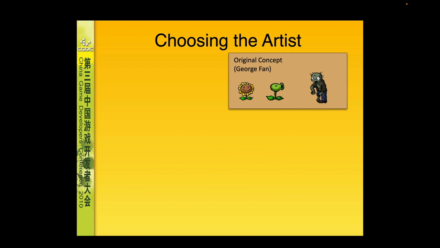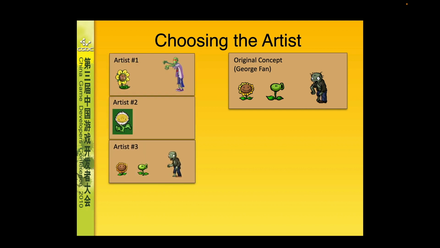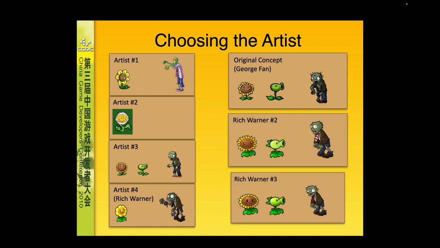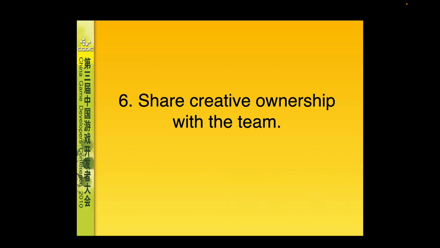They also iterate over the art process. So originally, George Fan came up with kind of the concept art of what he was envisioning the game to look like, and they had different artists come in and provide sketches and their interpretation of that concept. Rich Warner, who became the final artist for the game, was selected based on that, and then he also went through various iterations before they finalized on the art style that they wanted to adopt, which you can see in the lower right.